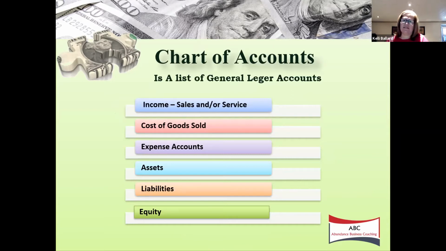A chart of accounts is a list of general ledger accounts. Income, which can be sales or service, cost of goods sold, expense accounts, asset accounts, equity accounts, and liability accounts. So those are the types of general ledger accounts that we are going to dive into a little bit. And every single transaction that your business ever has is going to involve two of those accounts, which is what we call double entry accounting.